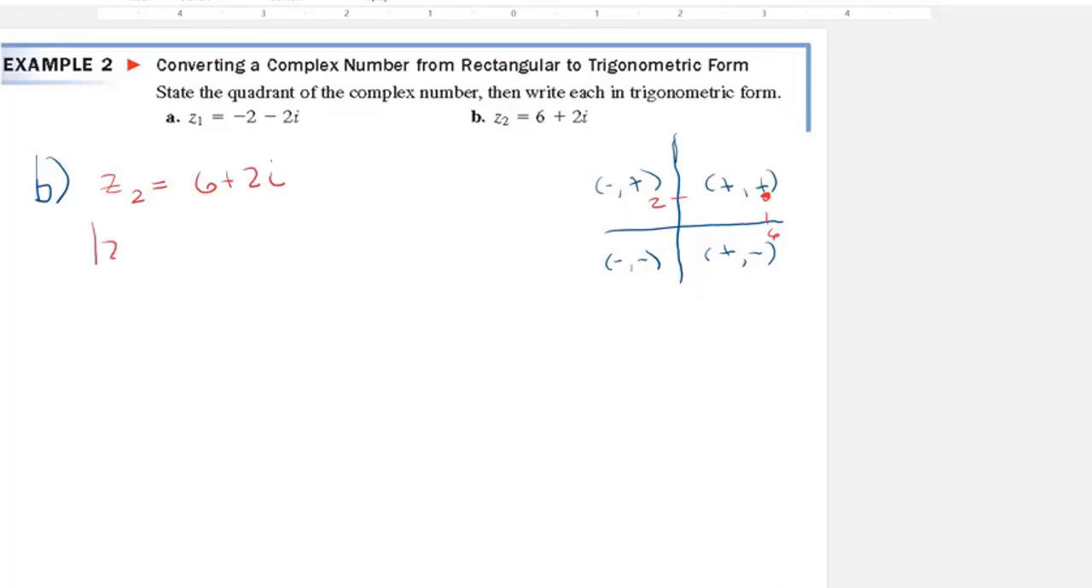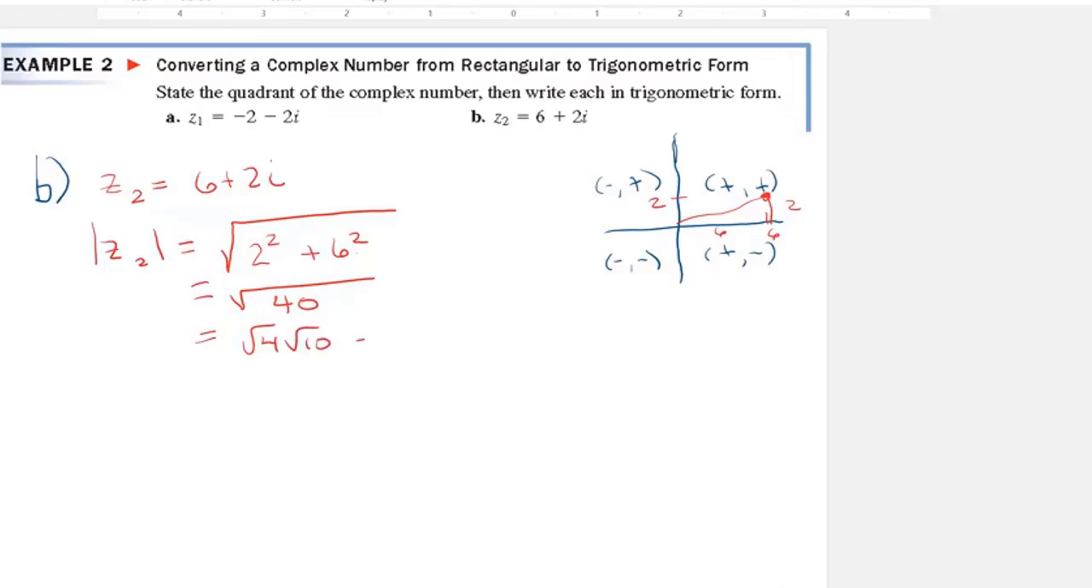The magnitude of Z2 is going to equal the square root, where this is 2 and this is 6. So it's going to be 2 squared plus 6 squared, which is equal to the square root of 4 plus 36, square root of 40, which is the same as the square root of 4 times the square root of 10, which is equal to 2 times the square root of 10. So that's going to be my magnitude.